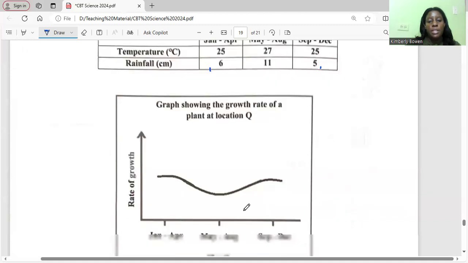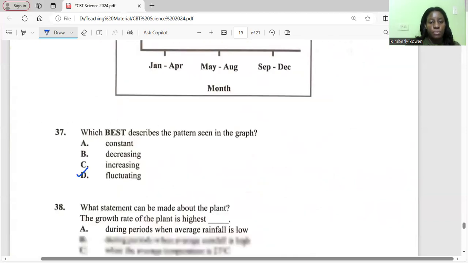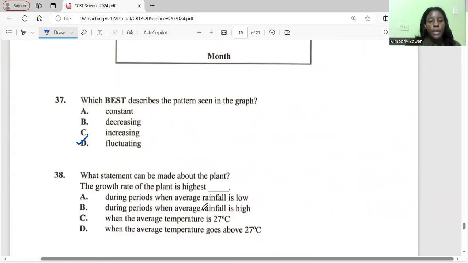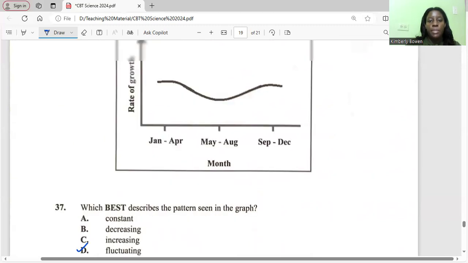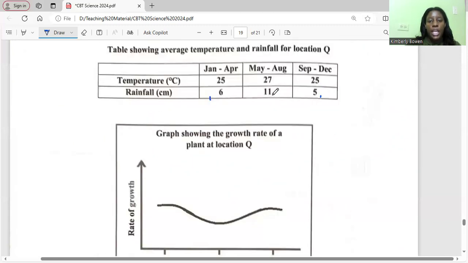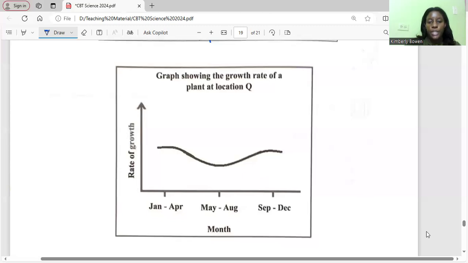Yes, the plant growth, or the rate of the plant growth, increased here in the months where we had low rainfall. That shows that. Let's check the others. During the period when the average rainfall was high, the rainfall was high here, but it didn't show a growth, it actually showed a decrease in the growth.